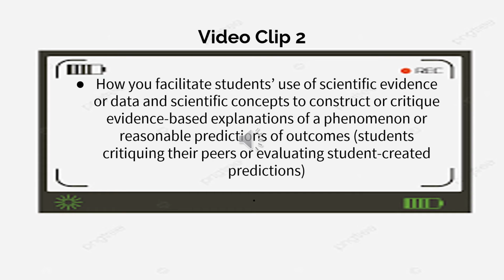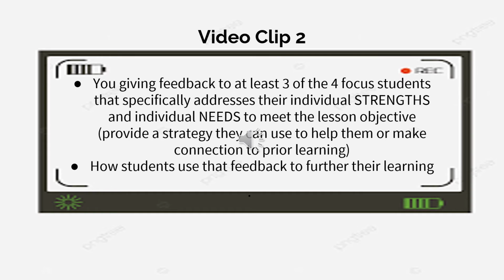You want to make sure here that you are definitely using data to do this, and that you have students self-critique as well as you giving them feedback. And you want to make sure that you are giving feedback to at least 3 of your 4 focus students. And you want to do that by making sure that you address the strengths that they have while they're working, but also their needs. How can they do this better? How can they reach the next level? What do they need to be able to do in a different way?